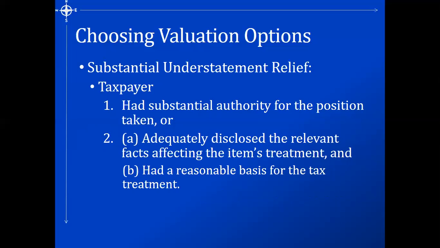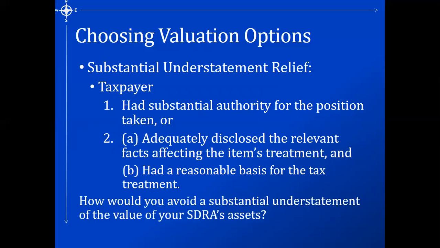So again, the way to avoid that kind of a penalty is to have substantial authority for the position that you took, and that's usually using an opinion of an attorney or a tax attorney or accountant issued with respect to the position that was taken, or actually disclosing the relevant facts on the return and having a reasonable basis for the tax treatment. So that would be how you would avoid those undervaluation penalties.